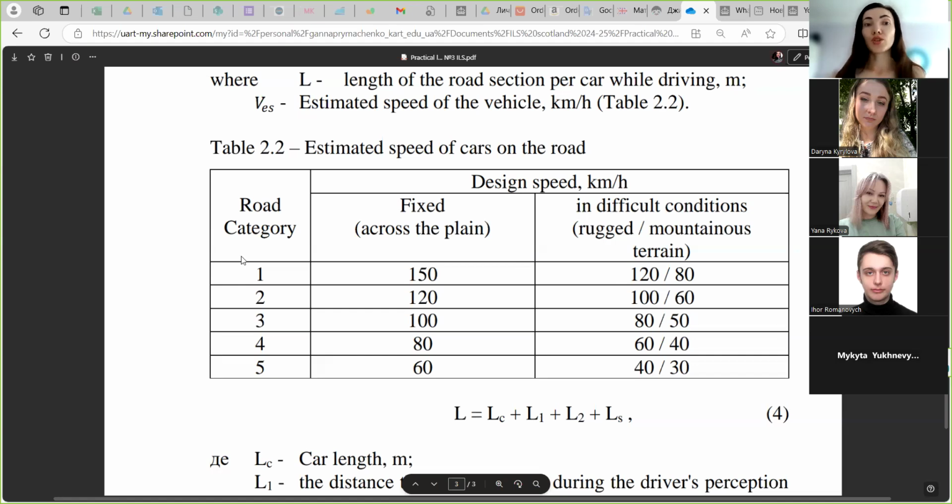Okay, so we have the road category. Find for your variant first, second, or third. If you find that for your variant it was plain, we use this information about speed. If you see that it is median, you use rugged, and use this part of this table. So we find the speed, the estimated speed of the vehicle. Its parameter is in kilometers per hour. You can write it on your paper or in your document.